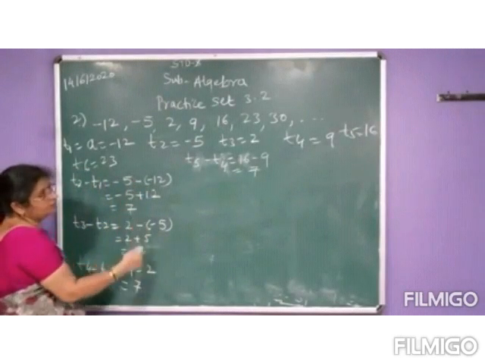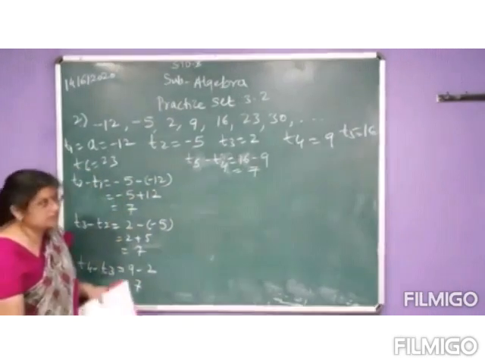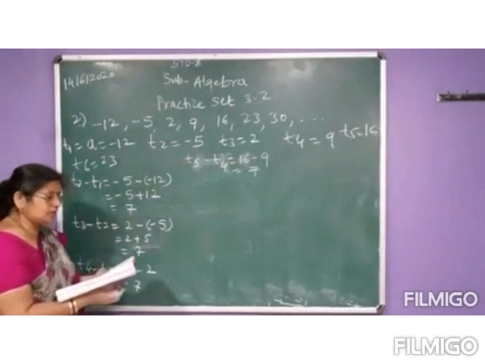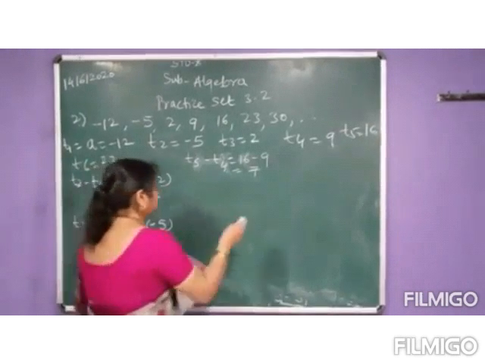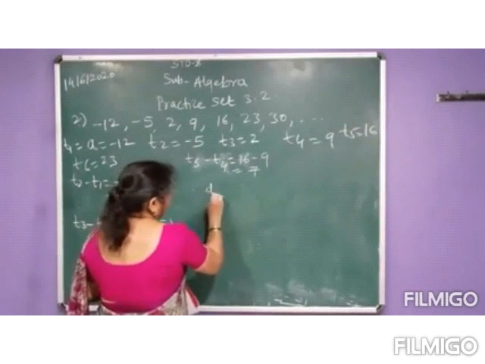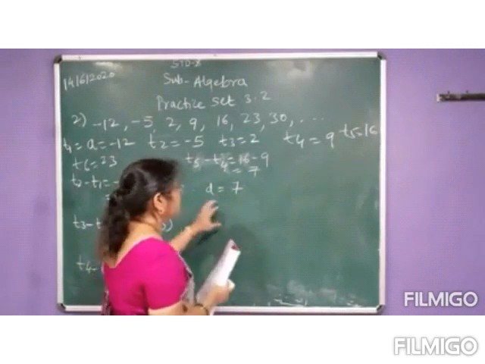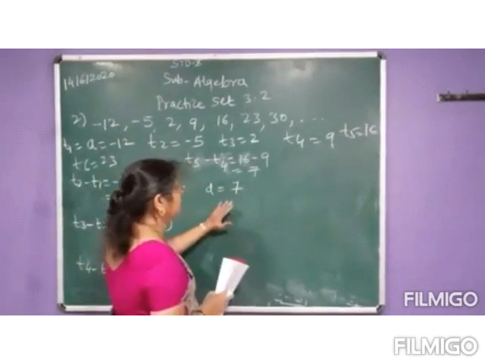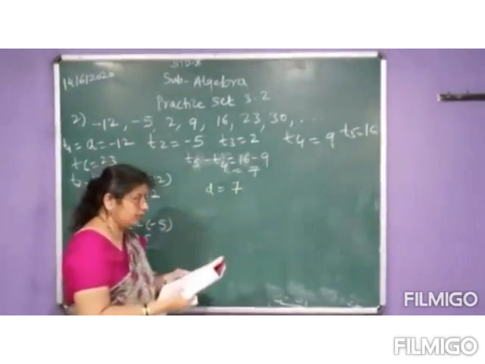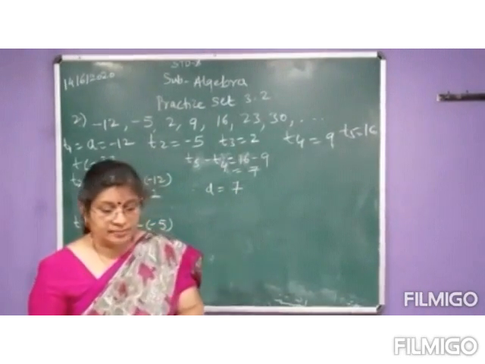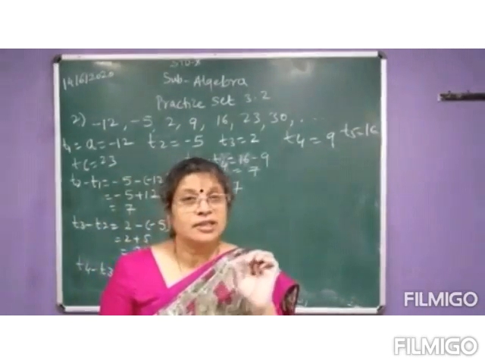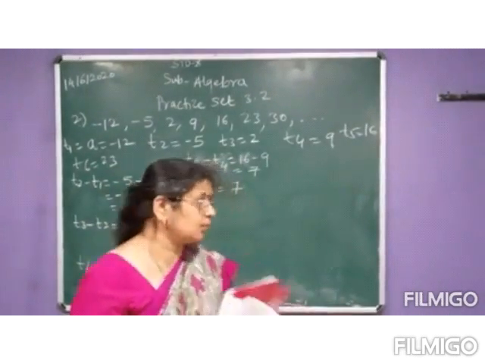The common difference between two consecutive terms is constant. Therefore, the given sequence is an AP. So you can write D is equal to 7, constant. Now, as it is an AP, what you have to find out is the 20th term of the progression.